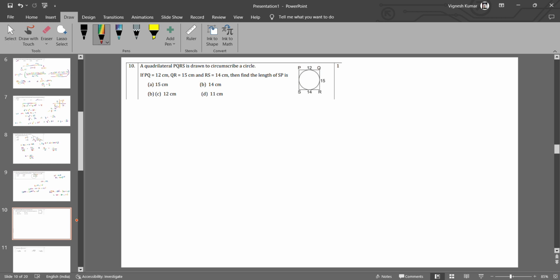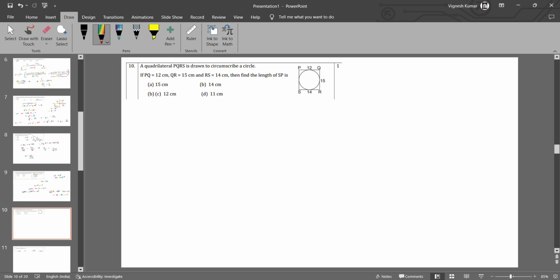So next question. A quadrilateral PQRS is drawn to circumscribe a circle. If PQ is equal to 12 cm, QR is equal to 15 cm, RS is equal to 14 cm, then find the length of SP.